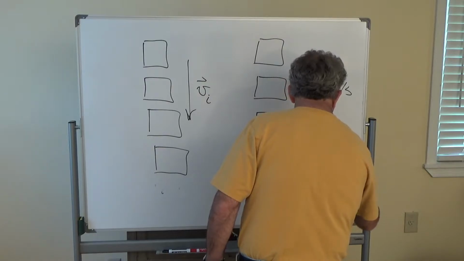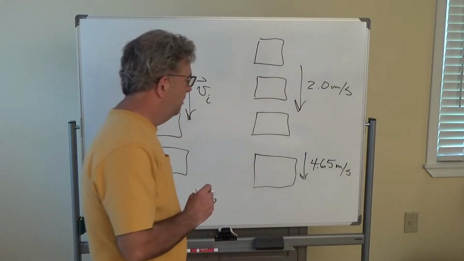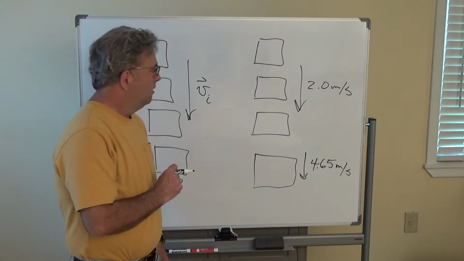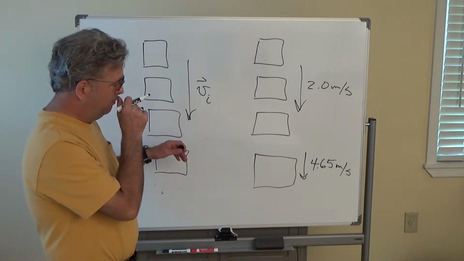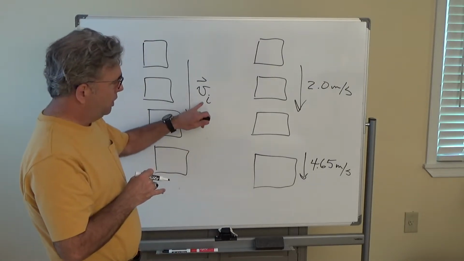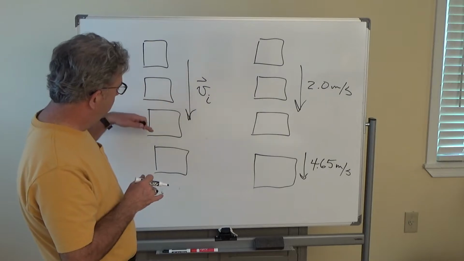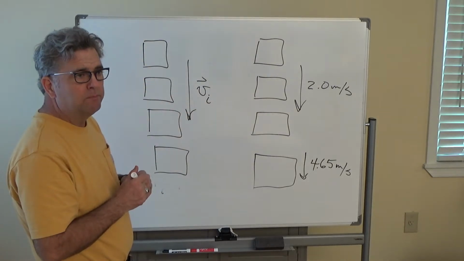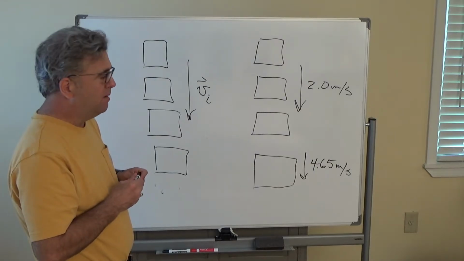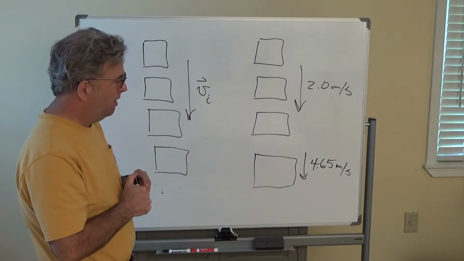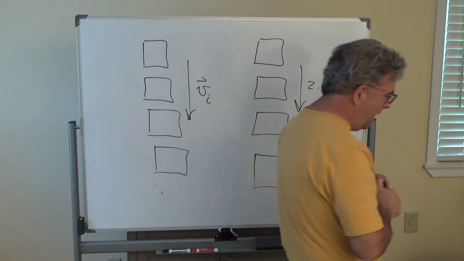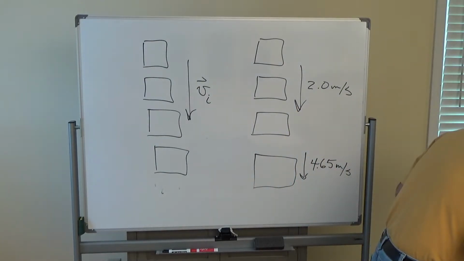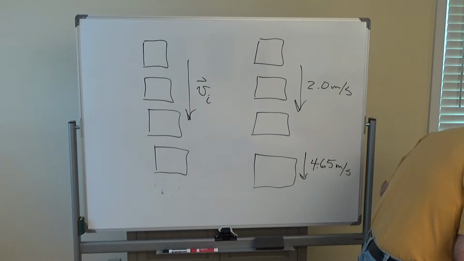4.65 meters per second. All right. So what you have to look at is the change in momentum. I'm assuming that all the cars have the same mass. All right. And in part A, you're asking for the initial speed of the 4 cars. Okay?